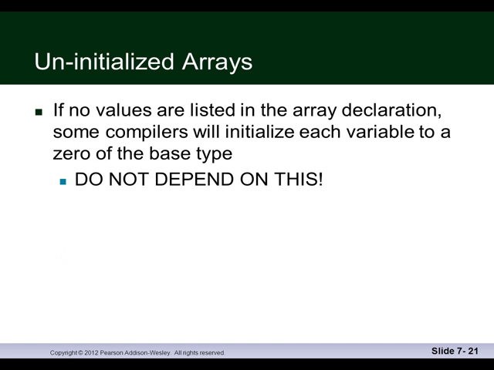If no values are listed in the array declaration, some compilers will initialize the variable to 0. We cannot depend on this. A lot of places do not do that. So we want to put a 0 in there to be sure the 0 is going to work.